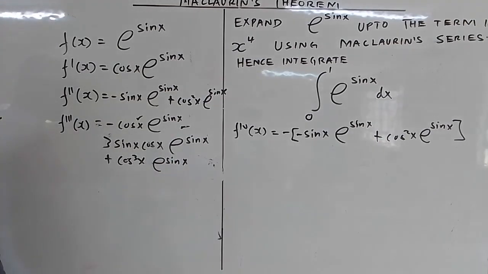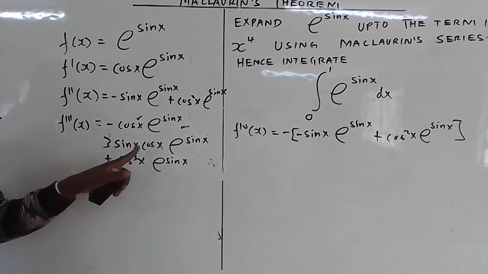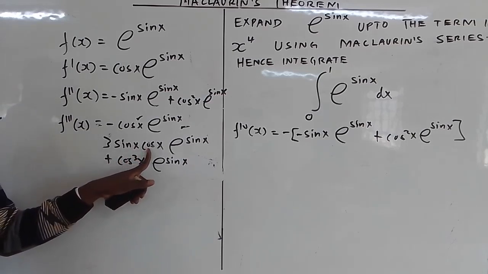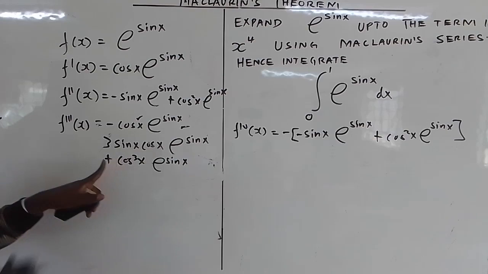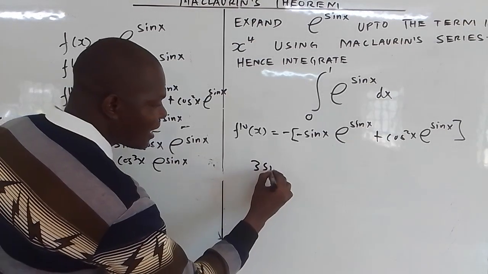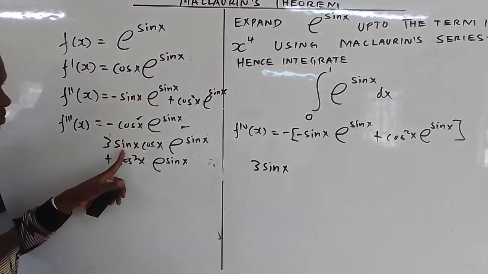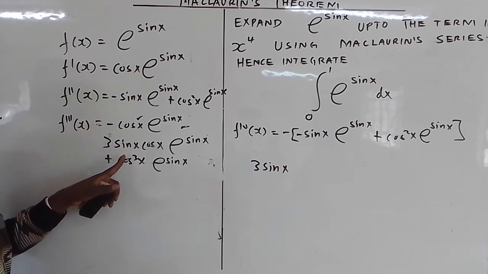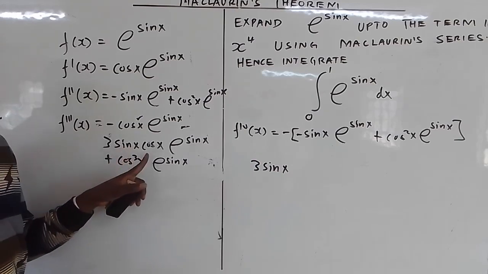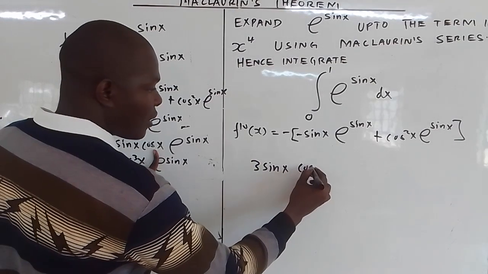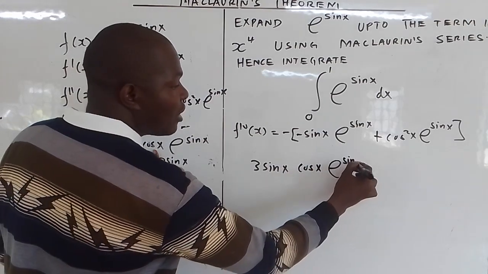Are we together? Now, differentiating this is very simple. Look at the way you are going to differentiate it. Look at what I want to do. You have 3 sine x. This one is very simple. You just have to be someone who can observe. Are you seeing that? You have 3 sine x cos x exponential sine x.